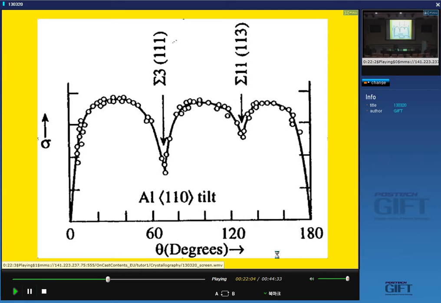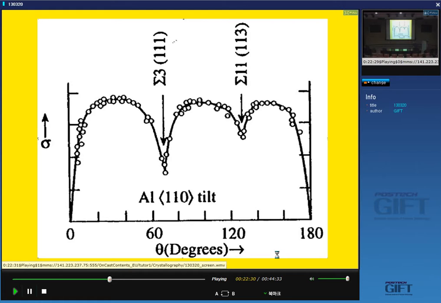Okay, so in the book that I put up in the second slide, you can find how to calculate the sigma value and also tables of what axes and angles will produce various values of sigma. And when you're doing EBSD, the software allows you to identify high coincidence lattice boundaries. Yeah, so it'll give you sigma values and so forth if you ask the system to do so.